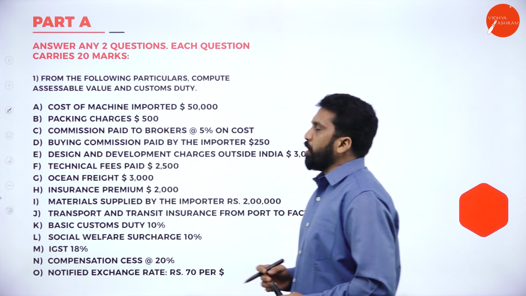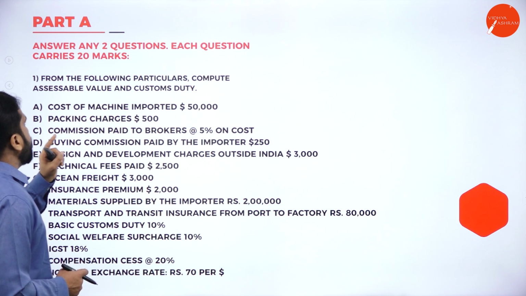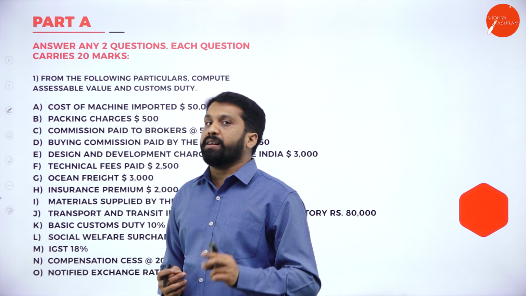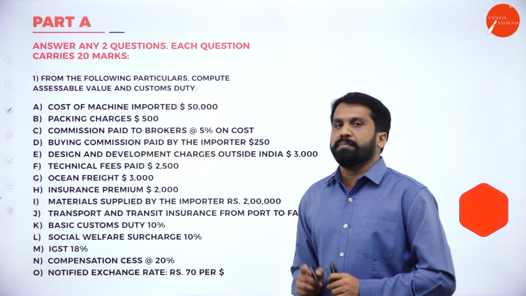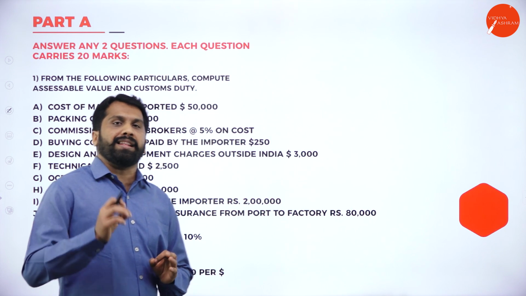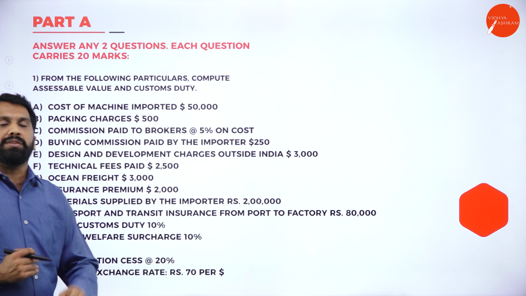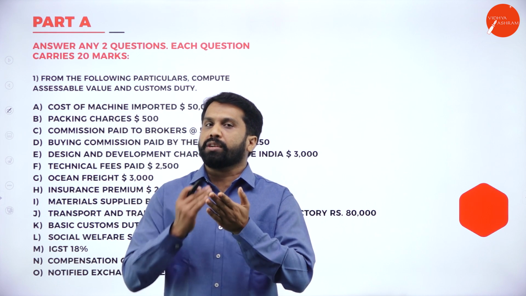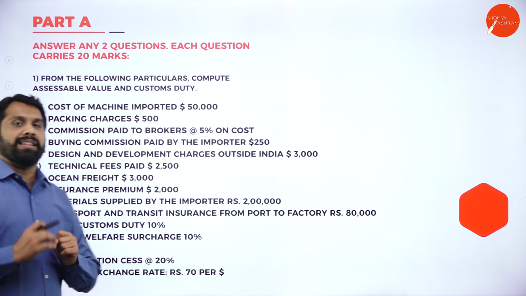Now, this is your Part A. Answer any two questions from Part A. Each question carries how many marks? 20 marks. First, this is your custom duty problem. In this, what you are supposed to do is calculate the assessable value. After calculating the assessable value, you have to calculate the tax, that is, how much custom duty has to be paid.